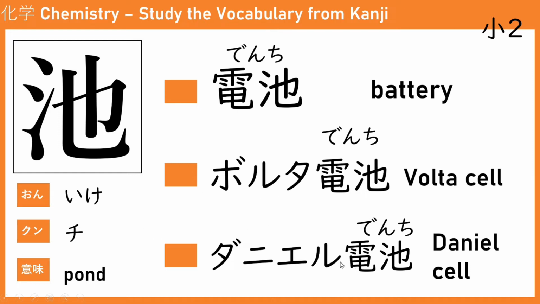These two names are quite famous in chemistry, in electrochemistry, so they are usually questioned in the exam. What are the components of the Volta cell and the Daniel cell? You have to know the names and also know the components inside them.